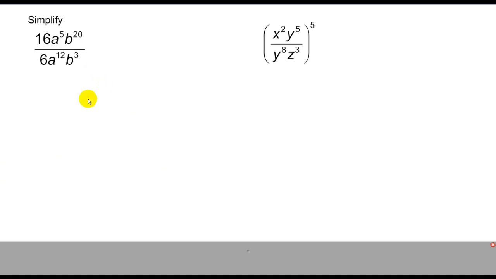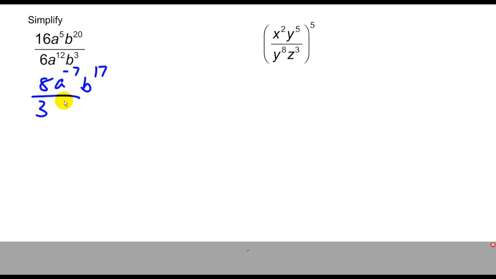So let's take a look at this problem here. I'm going to reduce these fractions by simplifying. I have 16 over 6. I know 2 goes into both of those. We have 8 times here and 3 times here. Now, I see an a to the 5th, a to the 12th, which is the same as a to the negative 7th, and this is b to the 17th.